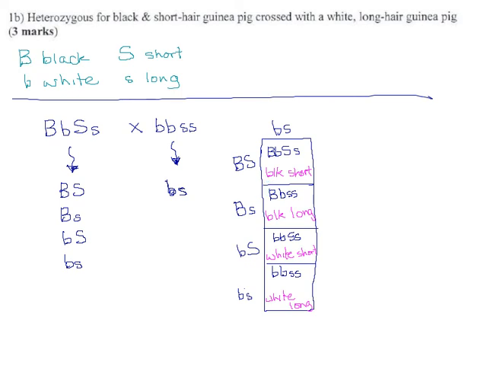So for phenotype you'd have, just for kicks I'll type one out because I haven't done that in a while. We have 25% black short. We have 25% black long hair. From this one we get 25% white short hair, and from this one 25% white long hair. That would be your phenotype breakdown.